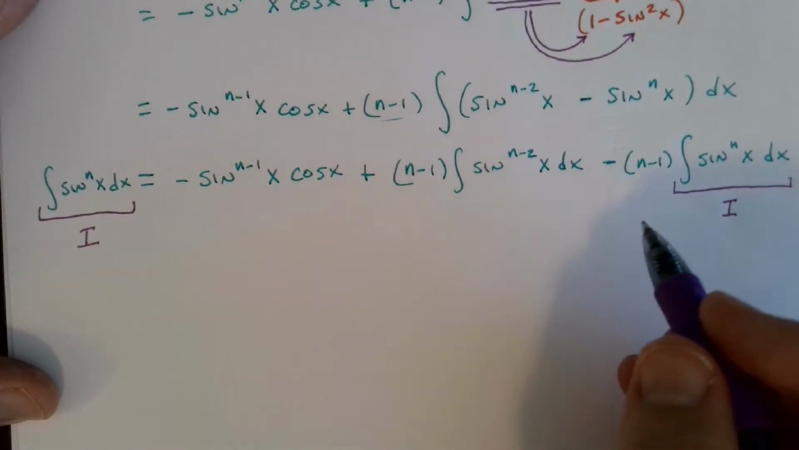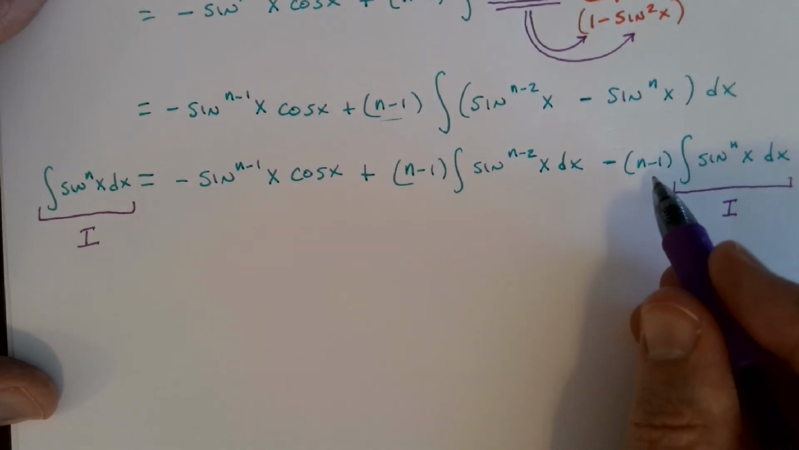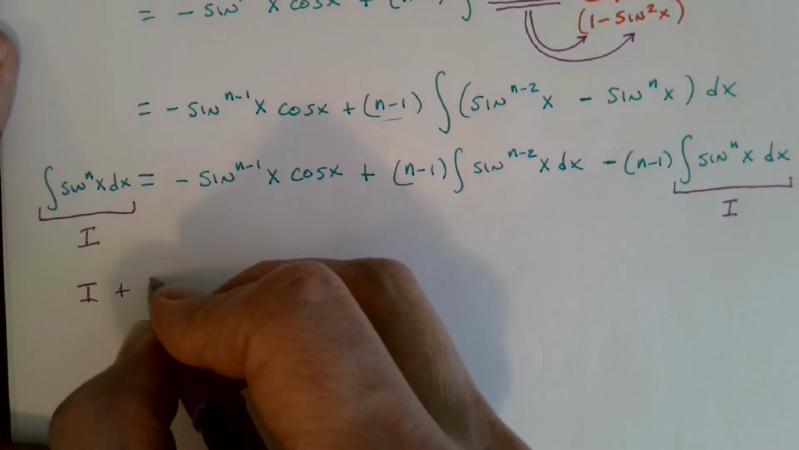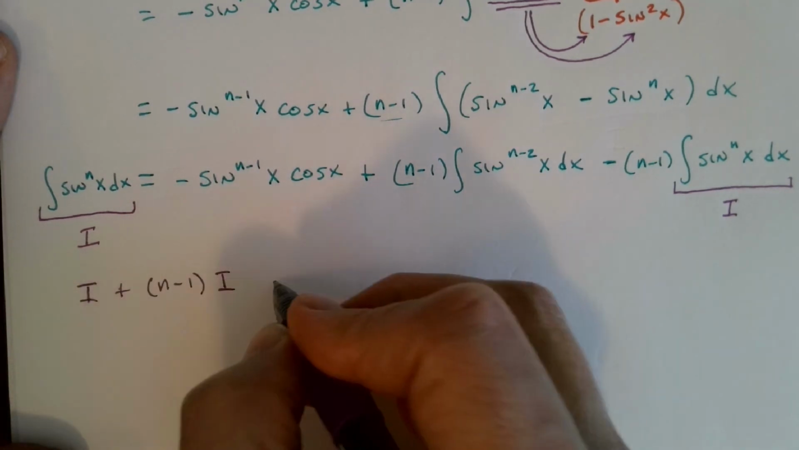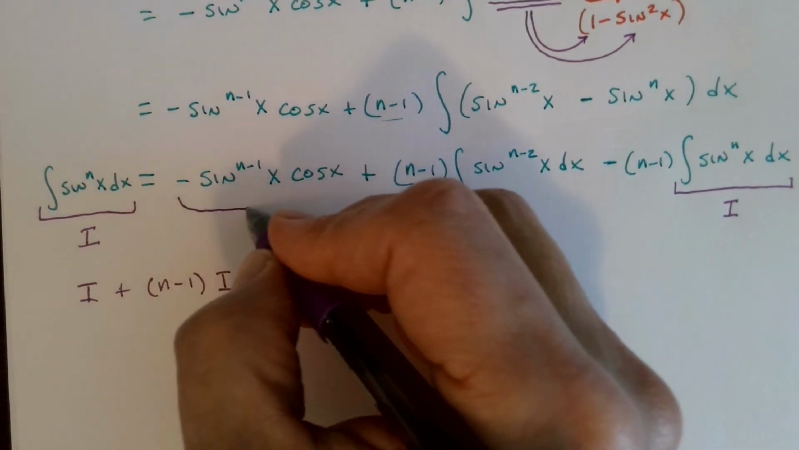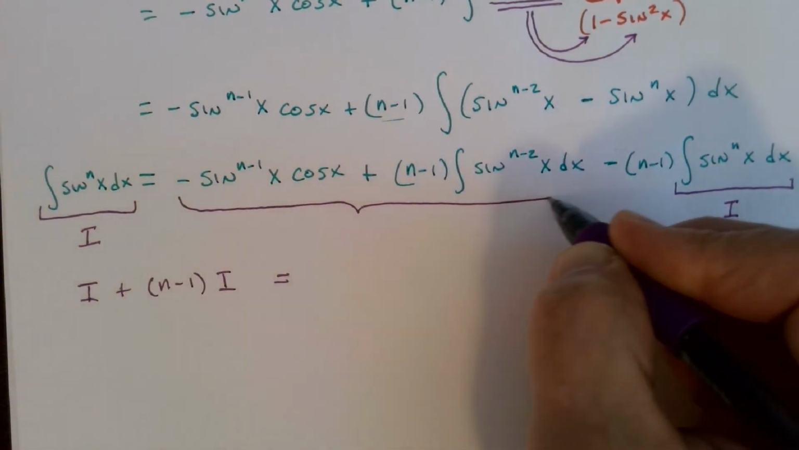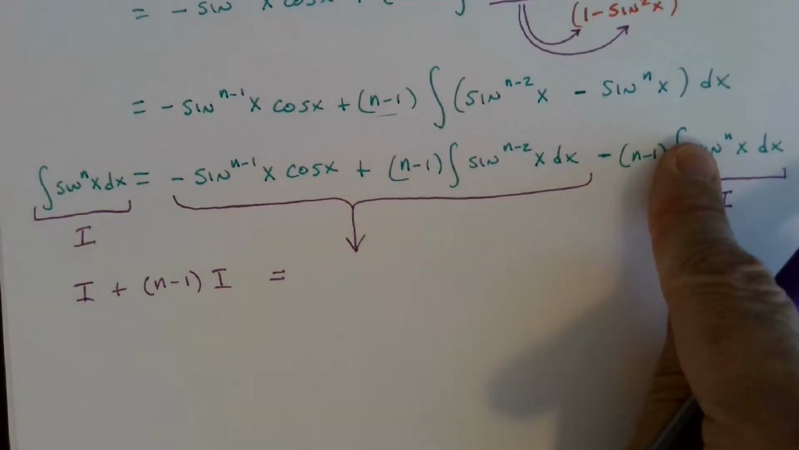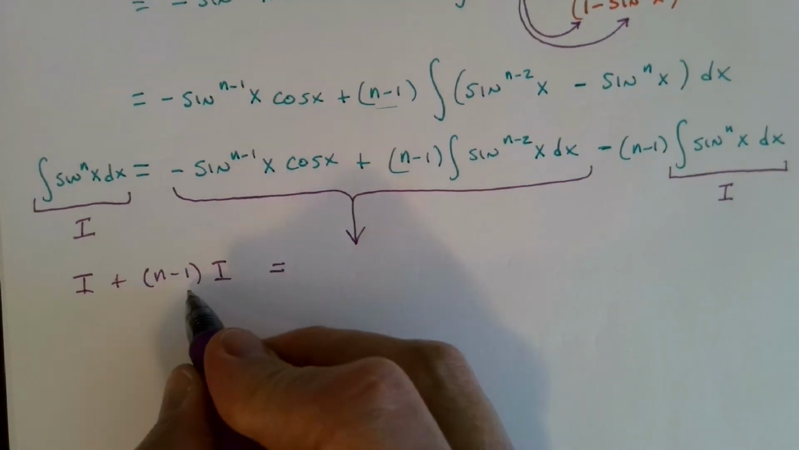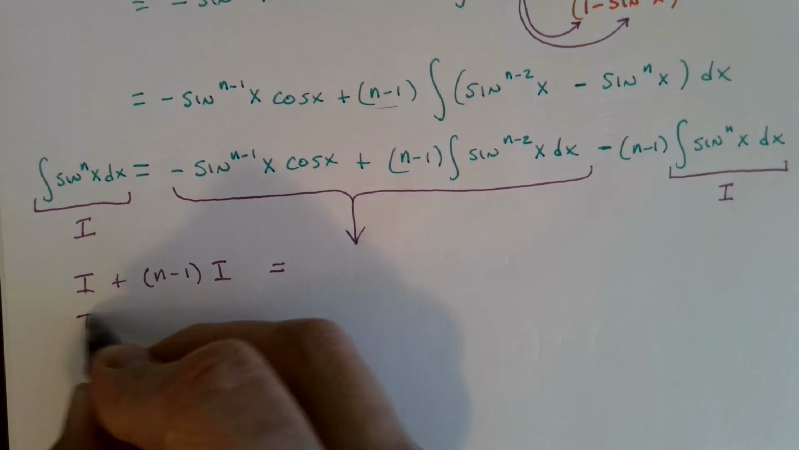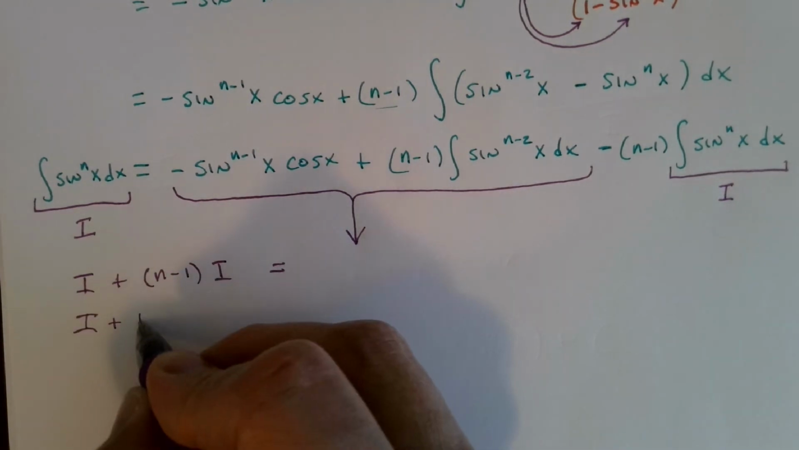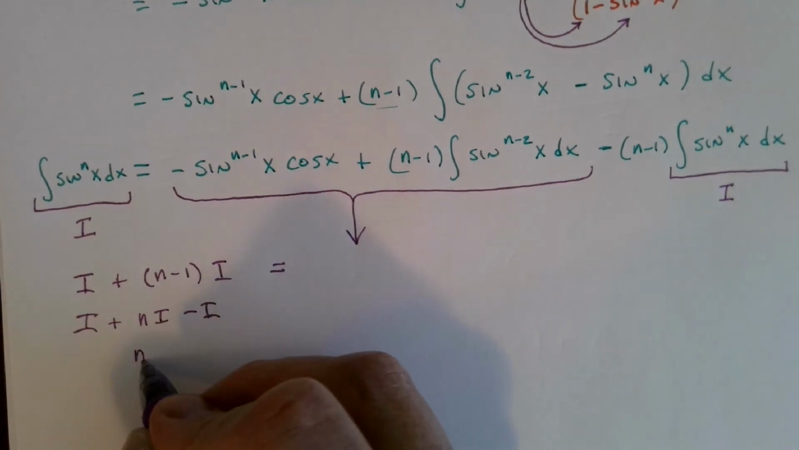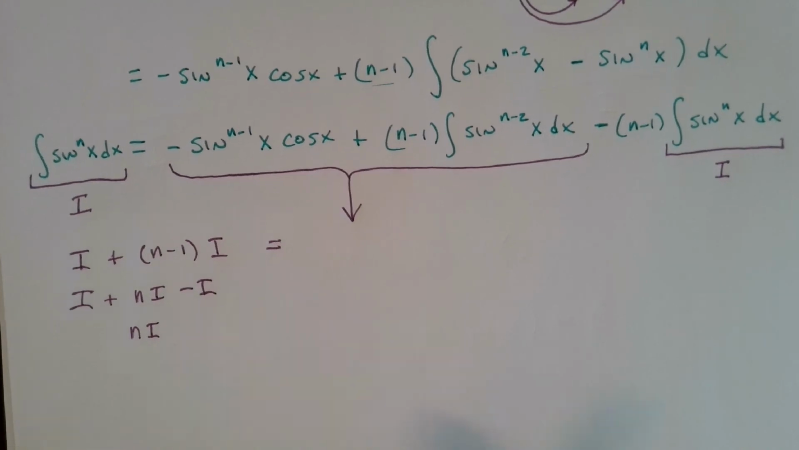So I can solve for I by adding n minus 1 I to both sides. So here I have I plus n minus 1 times I equal to what? Well, I'm not going to rewrite it, but everything that's here, because I added n minus 1 I to this side. So all this stuff is added over here. But I plus n minus 1 I is I plus, distribute the I here, nI minus I, which is just nI. So all this stuff over here is nI.